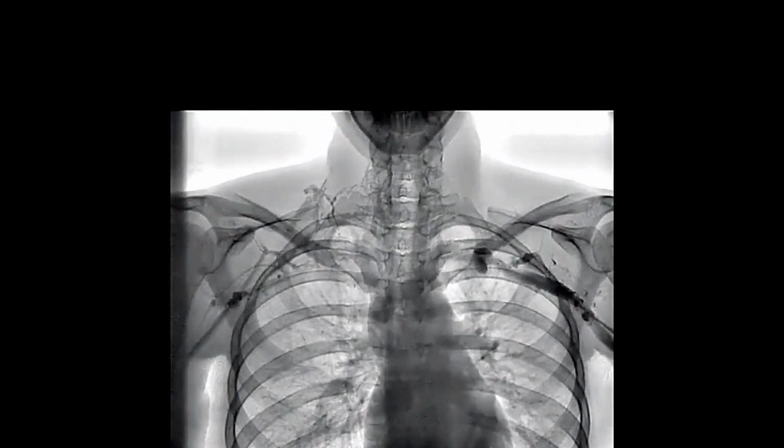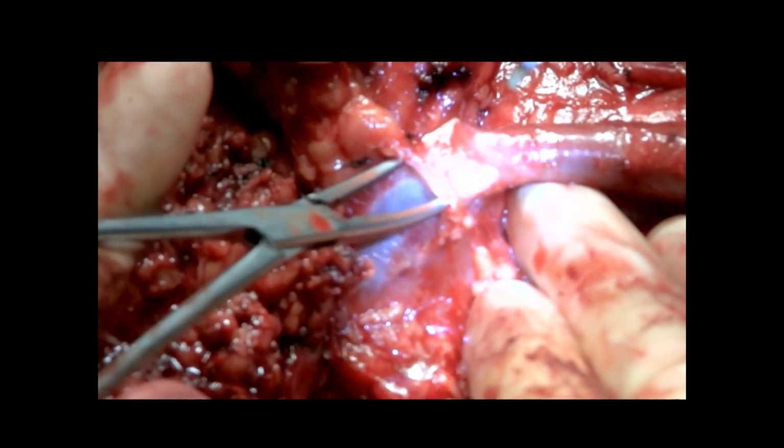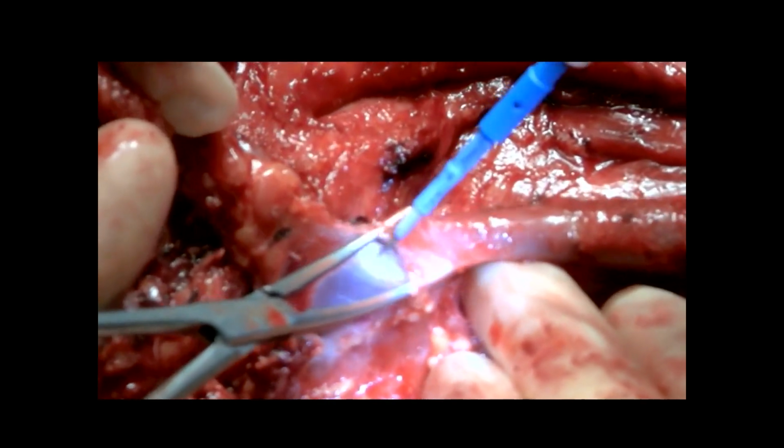So I guess thoracic outlet's a real thing. All right, so moving on, into the neck.